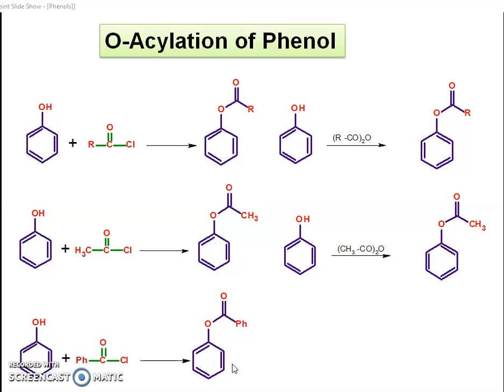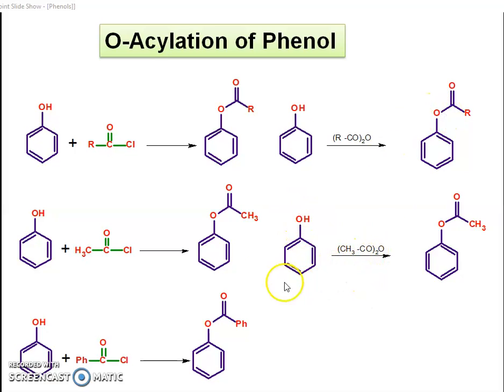Next, another reagent used for acetylation is acetic anhydride. The reagents used are acetyl halides, and another reagent is acetic anhydride. Acetic anhydride is also used for the acetylation of phenol. Similarly, acetylation takes place at the OH position. So this is the general reaction. Acetic anhydride, or any anhydride, can be treated with phenol to get acetylation at the oxygen.